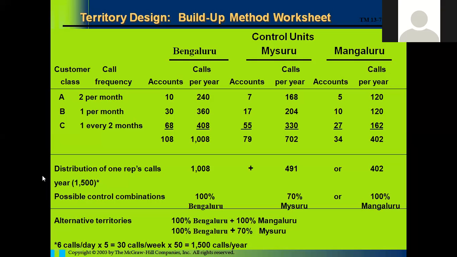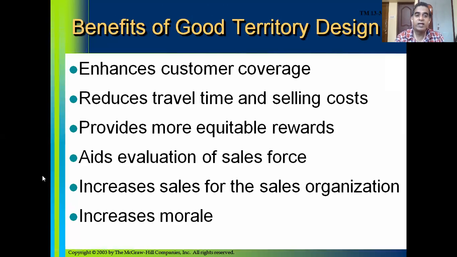That is why you need to make the territory where the number of sales calls needed in the territory becomes equal to the number of sales calls possible per sales rep per year. That is why I said one of the benefits of territory design is that it provides more equitable rewards and aids evaluation of the sales force. If the territories are not equal, then there are no equitable rewards, as I told in the case of Goa. I don't know now what the situation is.